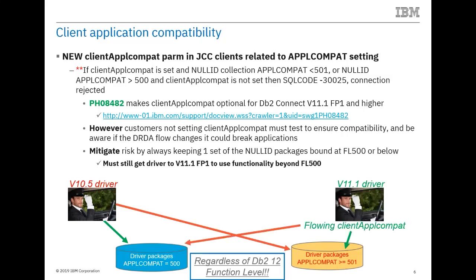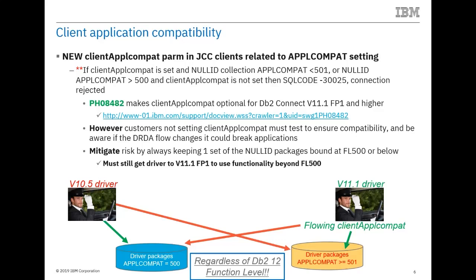If you're on the 11.1 driver and you're flowing the client APPLCOMPAT parameter, you cannot connect to a down level package, either 500 or below, but you certainly can to 501 and up. So this is just something to take into account as you're planning your step forward. Even with this APAR that makes it optional, so you don't have to flow the client APPLCOMPAT, you do want to keep an eye out if Db2 ever announces that we're going to change the DRDA flow, because you want to make sure you test it.